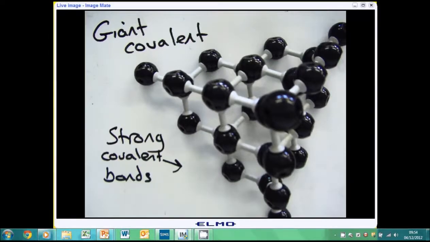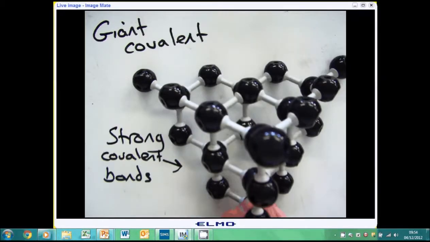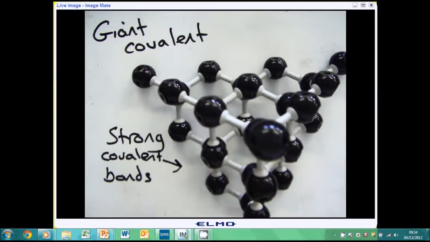If we look at giant covalent compounds, such as graphite and diamond, you will see that there are no intermolecular forces, only these strong covalent bonds. These bonds take a lot of energy to break, therefore giant covalent compounds have high melting points and high boiling points.